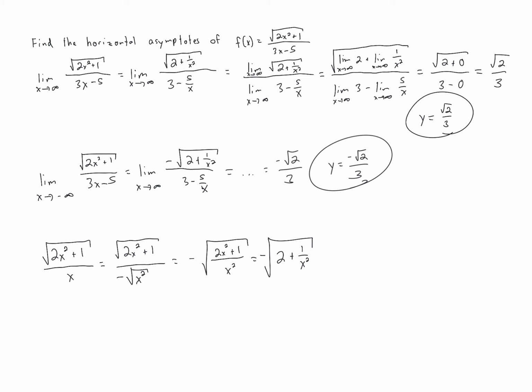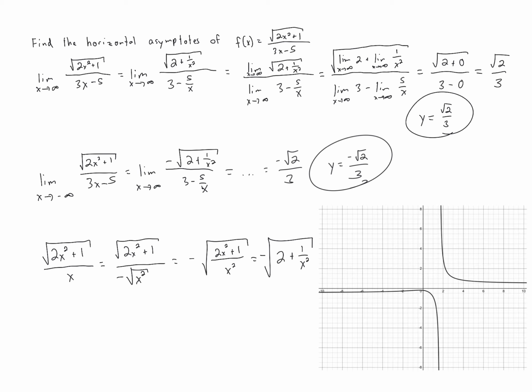Let me show you a quick graph of what this function looks like so you can see exactly what's going on. Here we've got a computer-generated graph of this function, and the limit of the function as x approaches positive infinity, you can see is a positive number, happens to be root 2 over 3, which is around 1/2, not exactly, a little less than 1/2, but there you go.